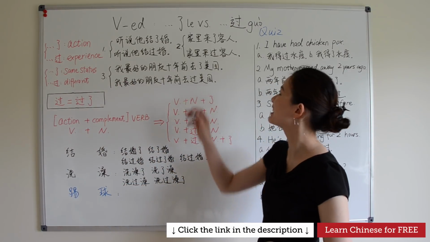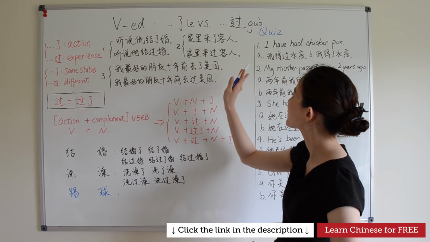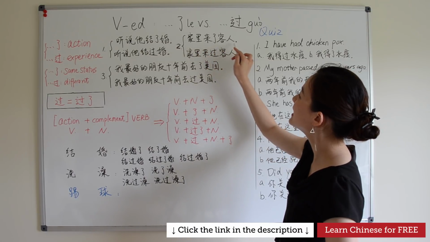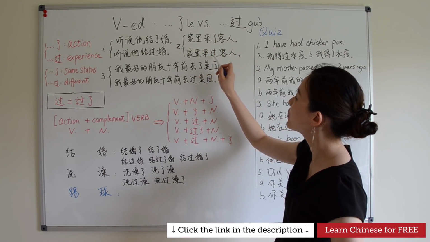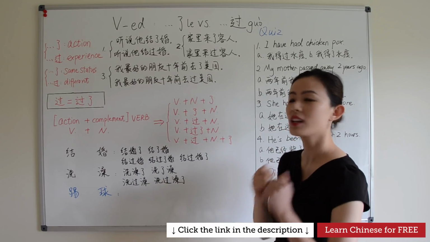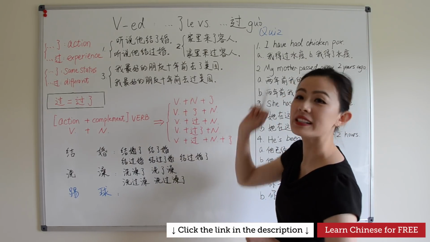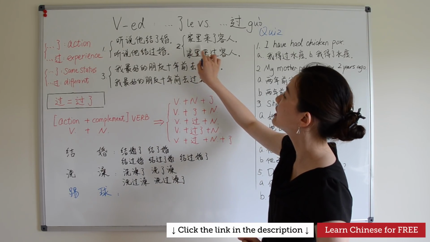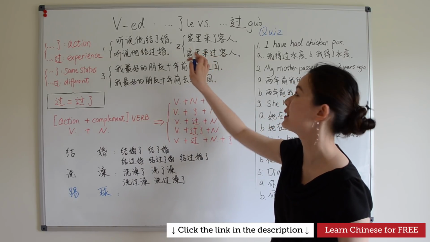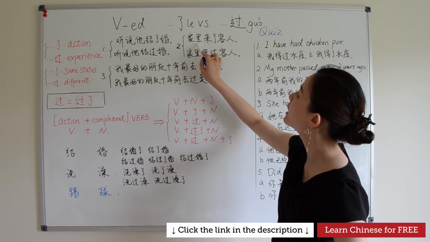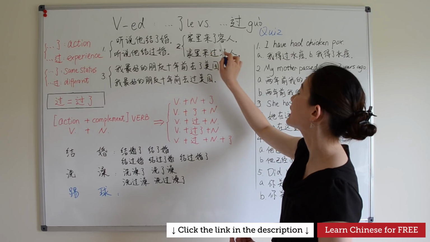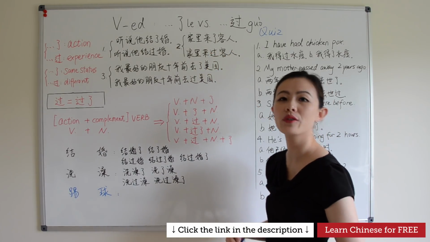Now let's look at another 2 sentences. 家里来了客人. 家里来过客人. What does the first sentence mean? 家里 means home or house. 家 means home or house. 来 is to come. 客人, guest or visitors.